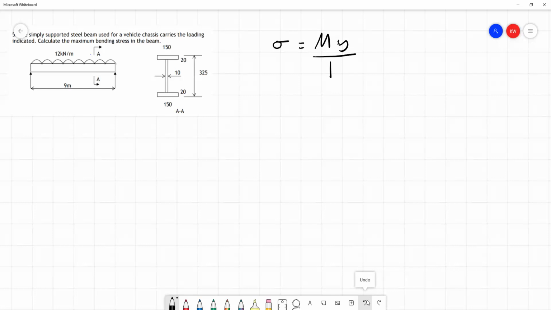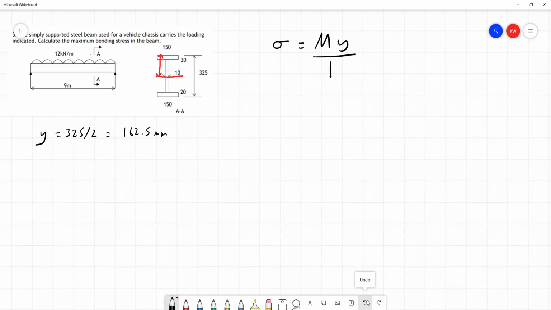So let's start with y. It's actually a relatively easy thing to find. y is the distance from our centroid, the line indicated across here, not to the midpoint, we'll deal with that in a second, but to the very end of the beam. So this is half of the depth of our beam. Half of 325, that's the total height. So our value y is 325 divided by 2, and that's going to be 162.5 millimeters, because that's the units we're working in.